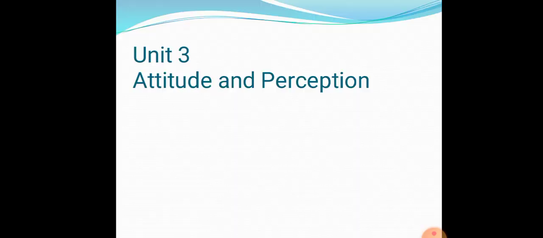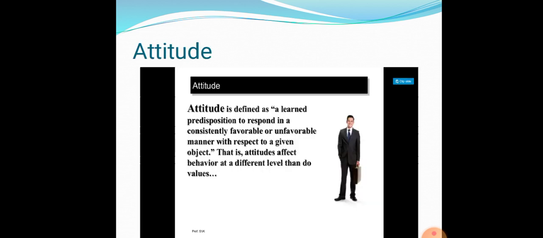We are done with Module 1 and Module 2. If anyone has any difficulty understanding any concepts related to Module 1 or Module 2, they are free to ask their doubts. So, in today's class, I'm going to start with Module 3 of organizational behavior. Module 3 is all about attitude and perception. Here we will be discussing different aspects related to attitude and perception.